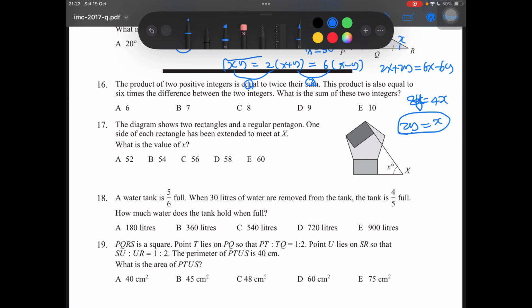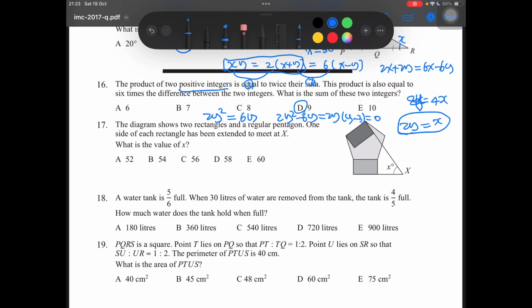And let's go for number 1. So x becomes 2y, so on the left side is 2y squared equal 3y, 6y. So 2y squared minus 6y, 2y(y minus 3) equals 0. So y can be 3 because it's positive, so y cannot be 0. So y is 3 and x is 6. So the sum of the two integers is 9.